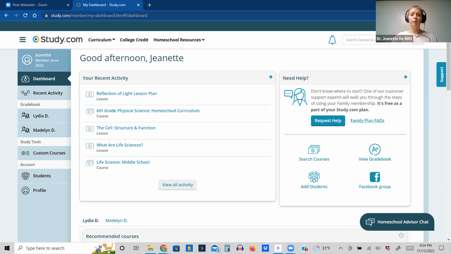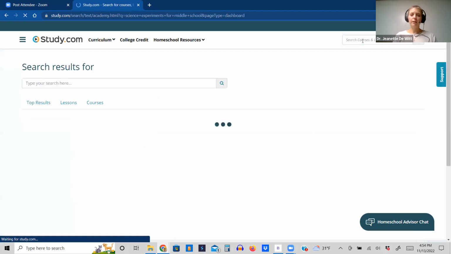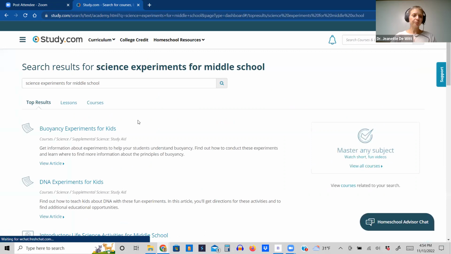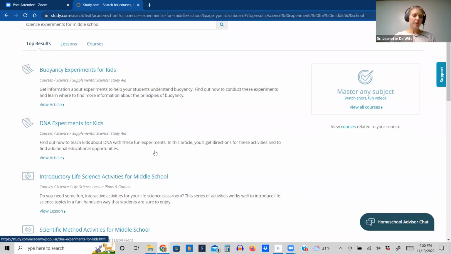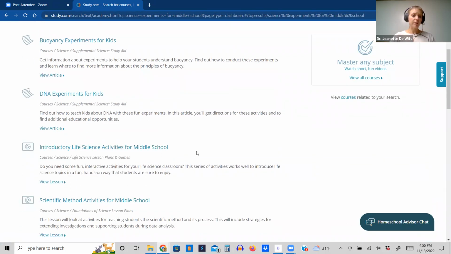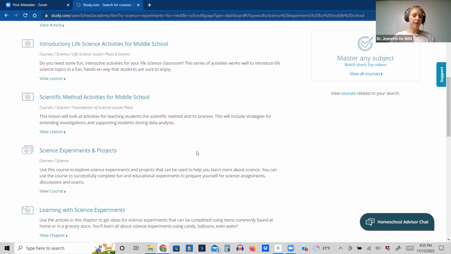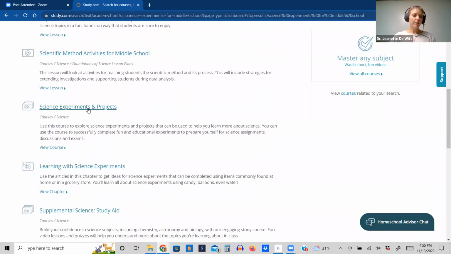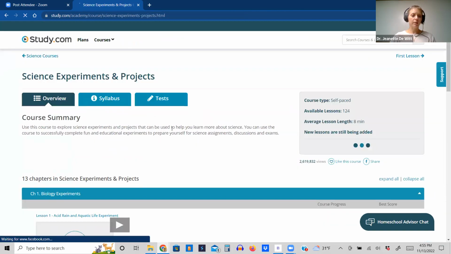So, what I want to show you is right now I am in the parent dashboard. And if you make a simple search and put in science experiments for middle school. Now, you could put in elementary, you could put in high school. I happen to have two daughters in middle school, so that is the option that I am looking for. And here we have buoyancy experiments for kids, DNA experiments, introductory life science activities for middle school, scientific method, science experiments, and projects.